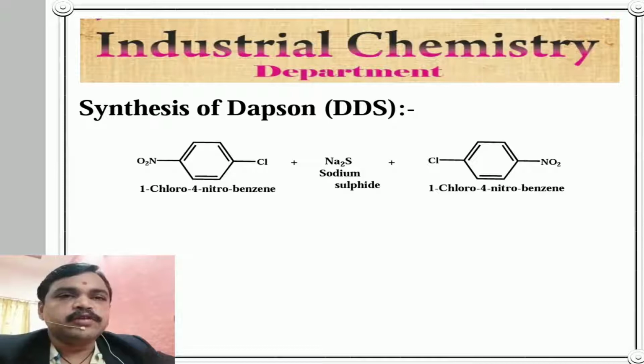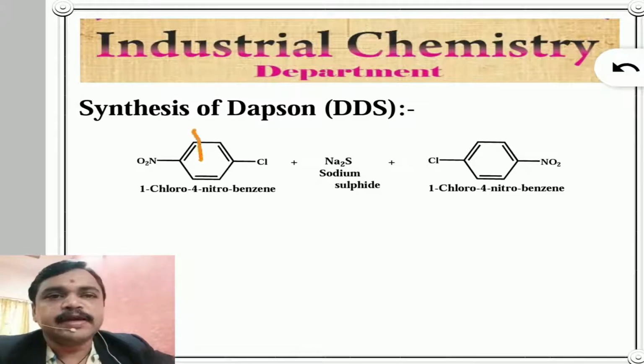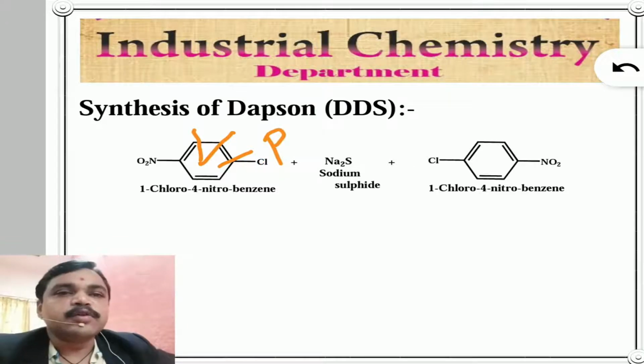Dapsone is also known as DDS. It is the short form of dapsone. Dapsone is synthesized from 1-chloro-4-nitrobenzene. It is also known as para-chloronitrobenzene. If we start numbering from here, ortho, meta, and para, so it is also para-chloronitrobenzene.